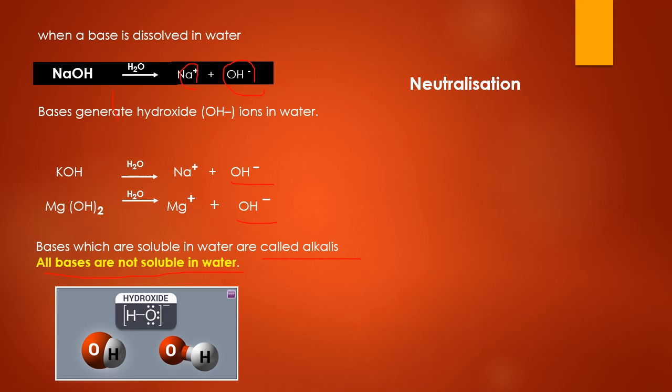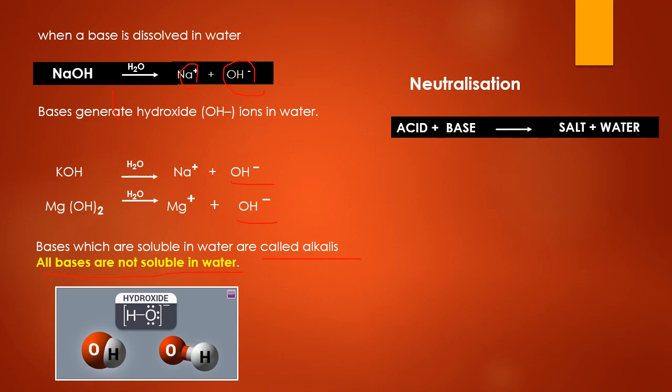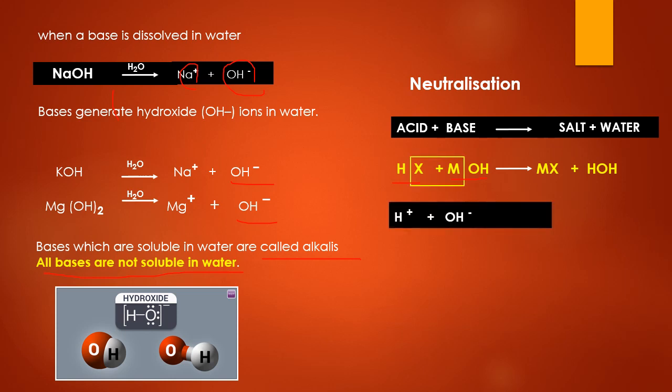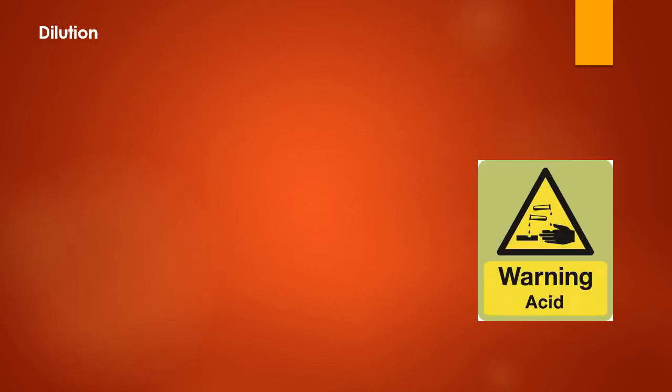The term neutralization is again introduced over here. We have already learnt that acid and base give salt plus water, and that is neutralization. Here you can see acid has H plus ion, base has OH minus ion. So when acid plus base reacts, we get salt and water. H plus and OH minus give H2O, and M and X give MX. That is the neutralization reaction.